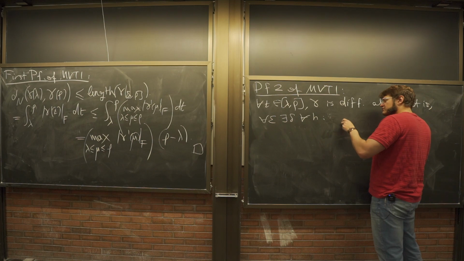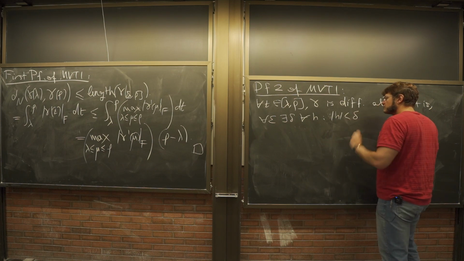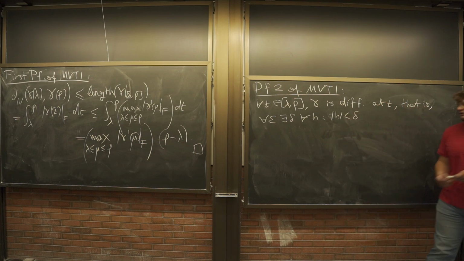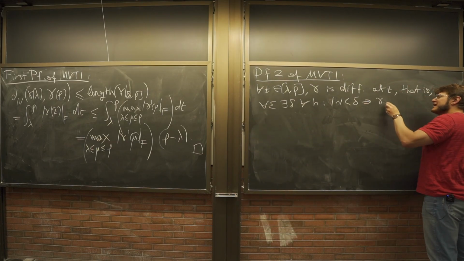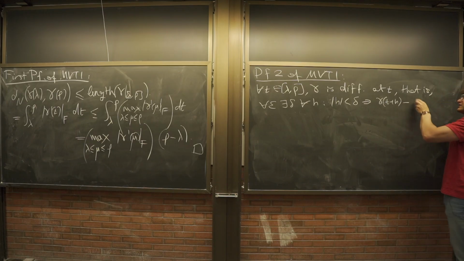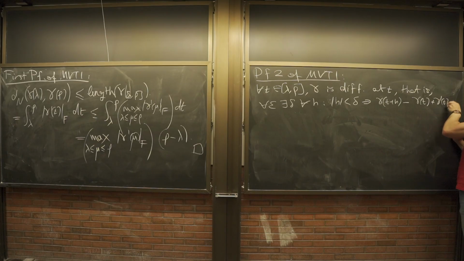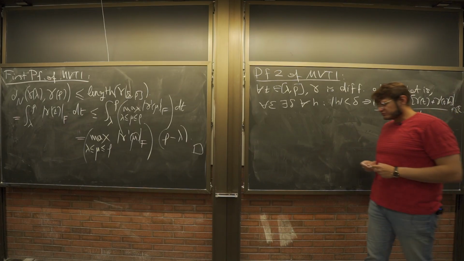For any h such that h is bounded by delta, what do I have? I have that the norm of gamma of t plus h minus gamma of t plus gamma prime of t times h, divided by the norm of h. And in this case, h is a number, so this is just a number also. Nothing too complicated. So this is bounded by epsilon.